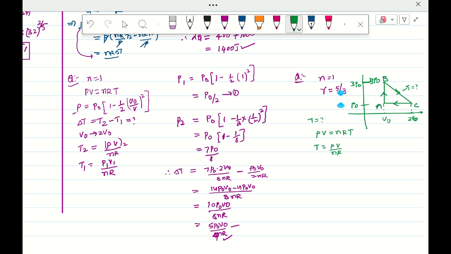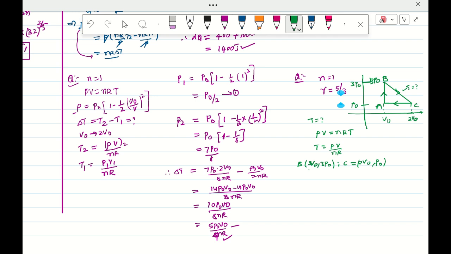For point B, the coordinates are V naught comma 3 P naught, and point C is 2 V naught comma P naught. So those are the coordinates of points B and C. These are the two states, B and C. The process BC is the change in volume from V naught to 2 V naught, and in pressure from 3 P naught to P naught.